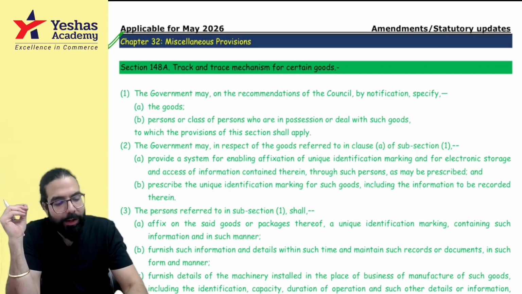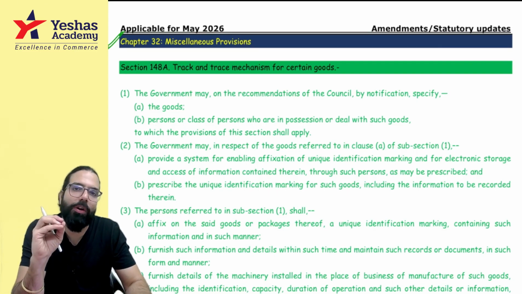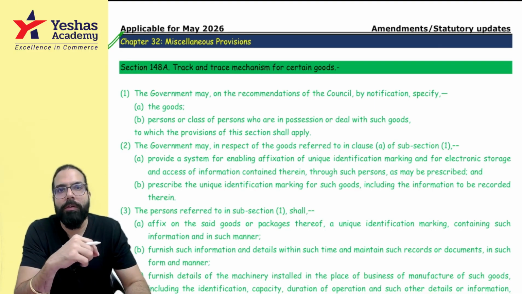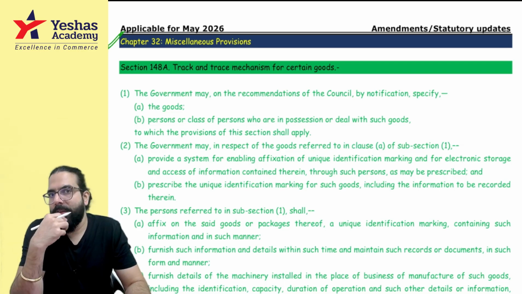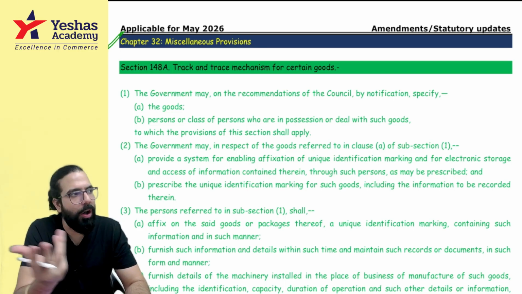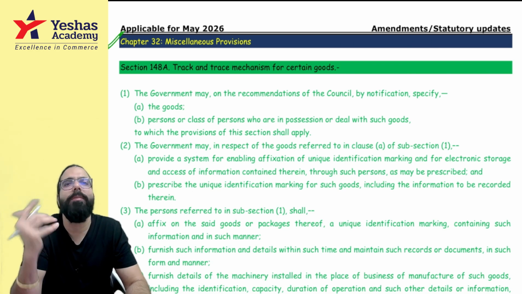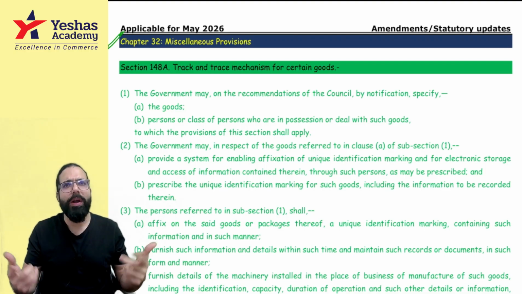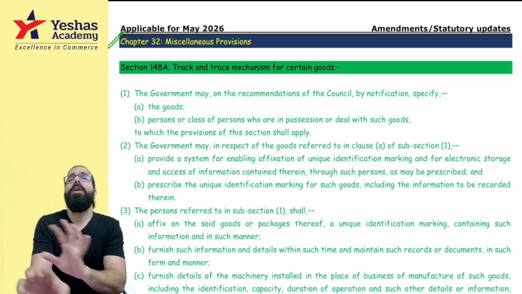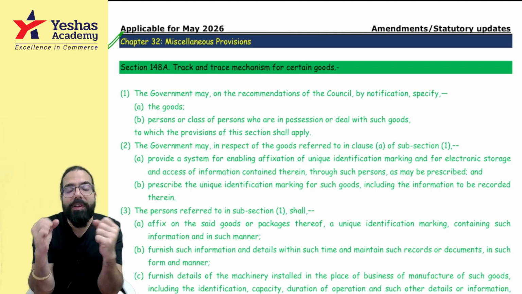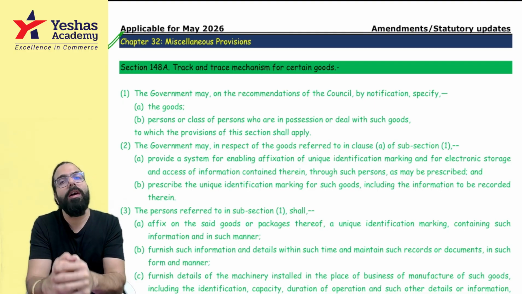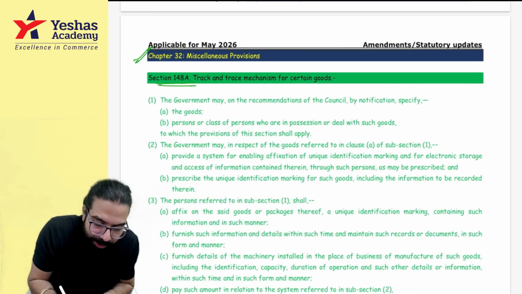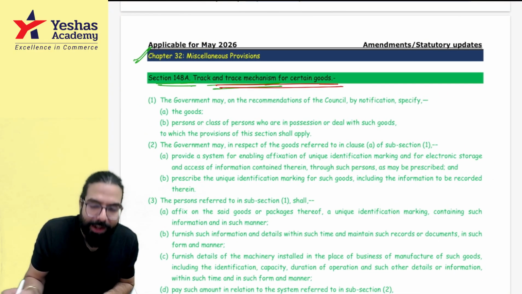Government has been seeing since a long time that many people are going ahead and doing a lot of tax evasion, and the government is not able to track them. All this tobacco supplier, pan masala supplier, the government is going ahead and telling how much they manufacture, how much they sell. The tracking mechanism is not there. So what the government has decided, the government has told in section number 148A, we will tell which goods we will design one track and trace mechanism for, so that tax evasion can be controlled, so that the people don't do tax evasion. And that's why section number 148A has been introduced over here, track and trace mechanism for certain goods.